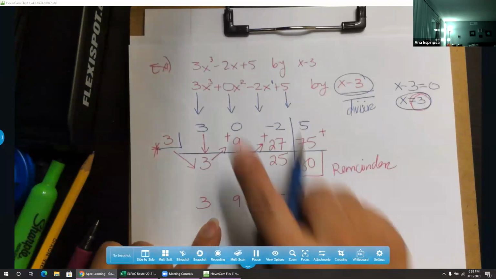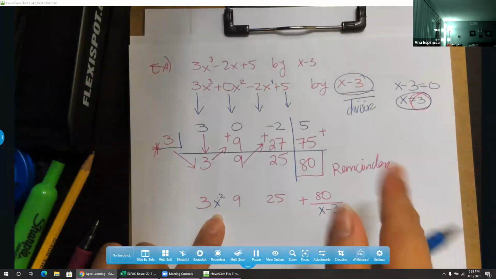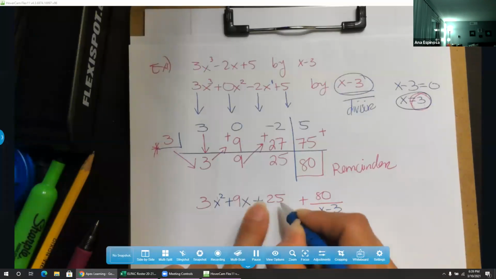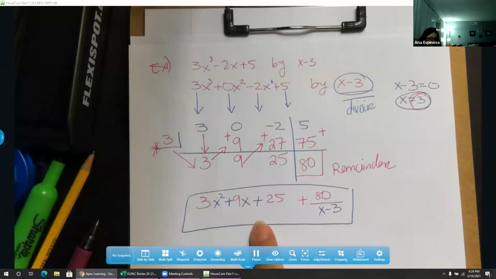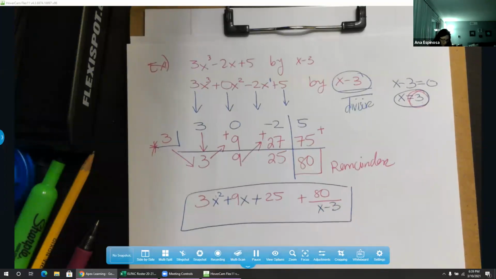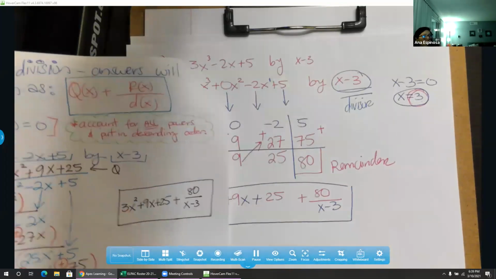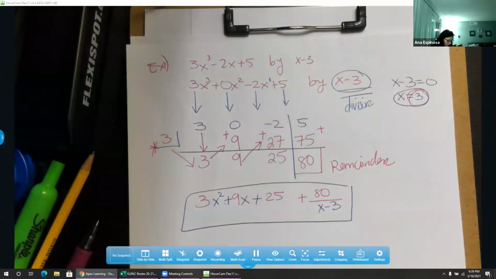If I started off with an x cubed, this will be an x squared, and then I go in decreasing order with the ladder. That's a positive 9, x, and that's the coefficient. And that's my answer. And that matches exactly my answer here. Look at that. What a beauty.